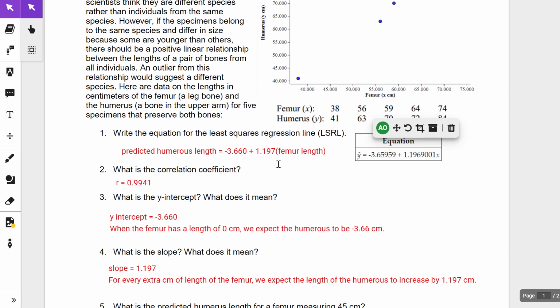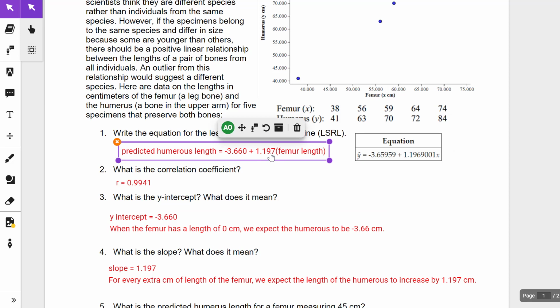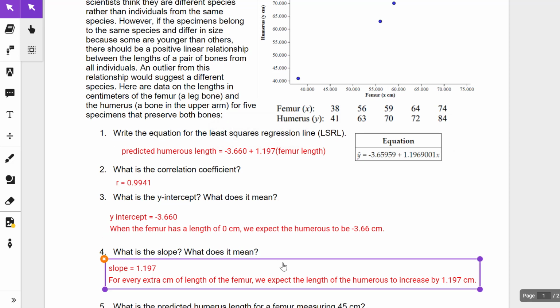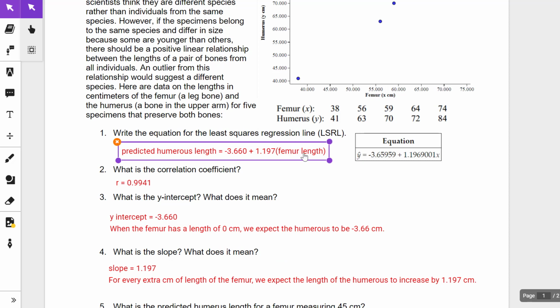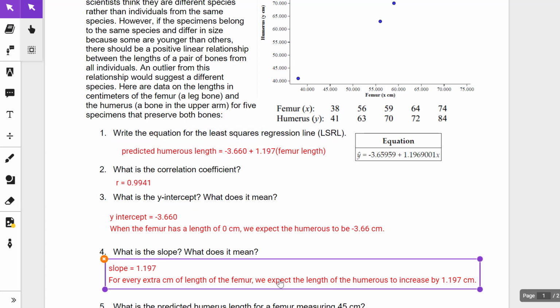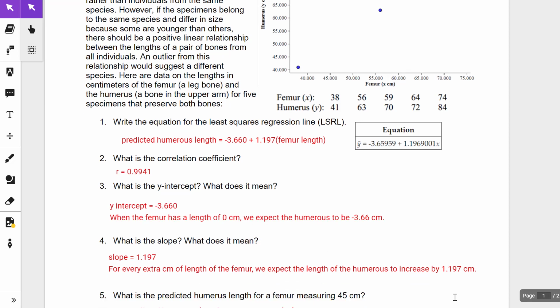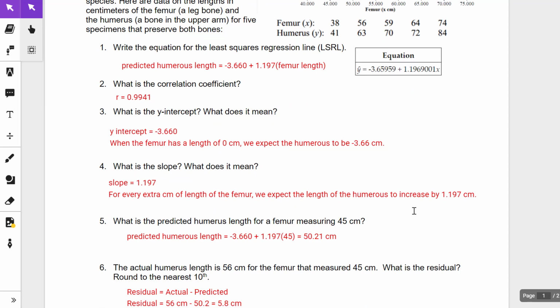Then it asks you what is the slope. The slope is this value right here in front of the femur length, 1.197. That means every time I increase this by 1 unit, so 1 centimeter, I expect the humerus length to go up by 1.197 centimeters. That's a typical way that we interpret it.